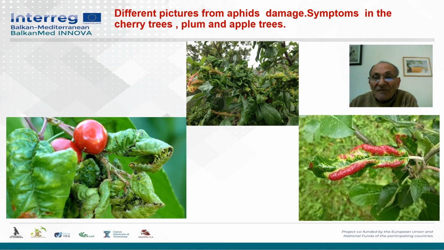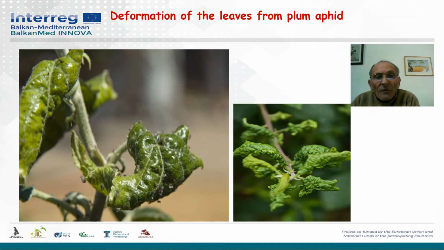Here we see the aphids in cherry trees, in plum, and in apple. Here is deformation of leaves from plum aphid. Sometimes the farmers check the underside of the leaves but don't find the aphids. In these cases, the aphids have been eaten by beneficial insects.